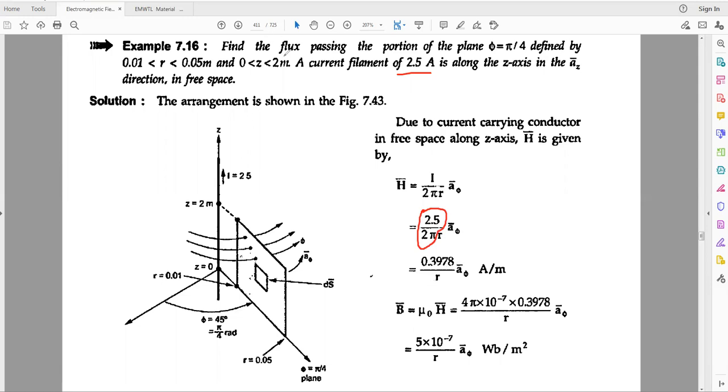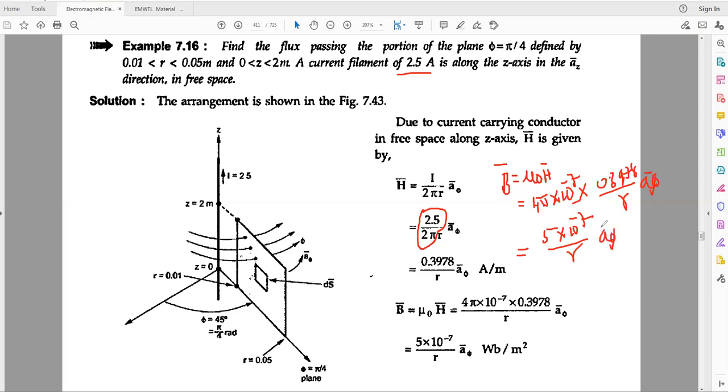But they are asking for the flux passing. Flux is related to the B bar, the magnetic field. Magnetic flux density B bar is equal to mu naught into H bar. Mu naught is 4 pi into 10 to the power of minus 7. Multiplying with the given, we get 0.3978 by R into A phi bar. Simplifying, the B bar we got is 5 into 10 to the power of minus 7 by R into A phi bar. Okay, we got the B bar also.